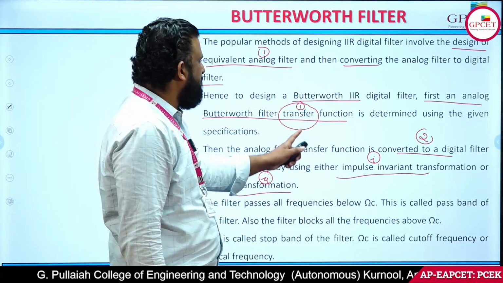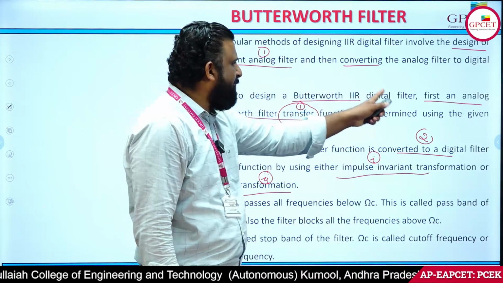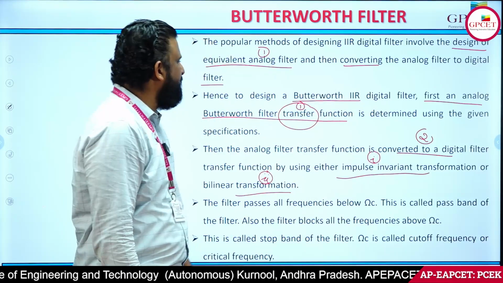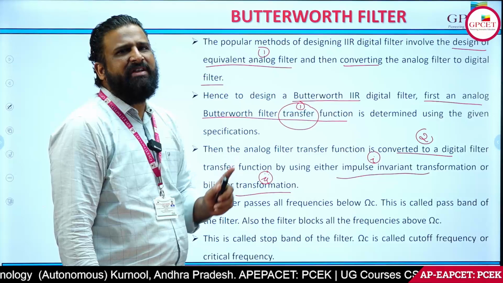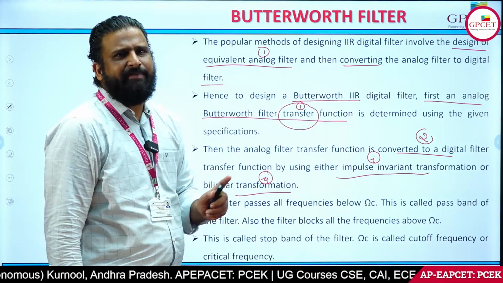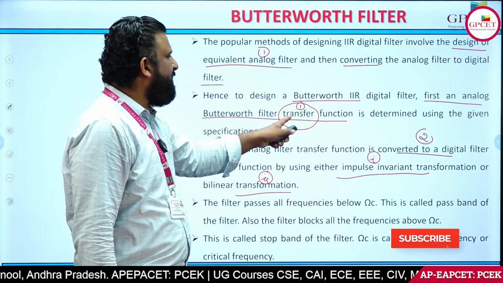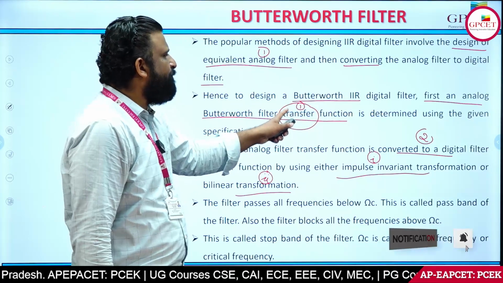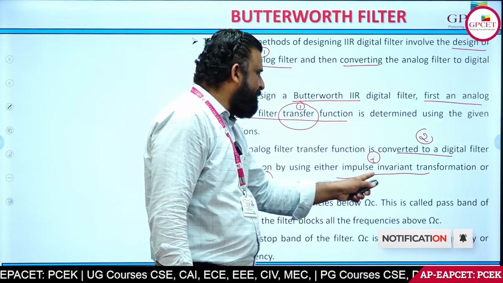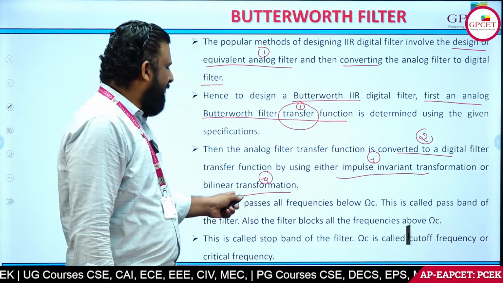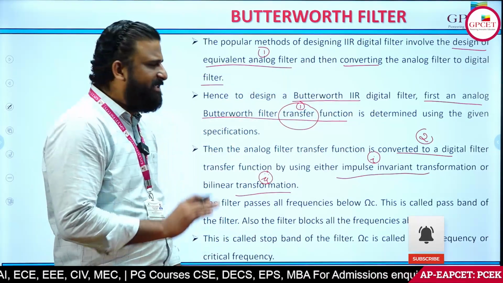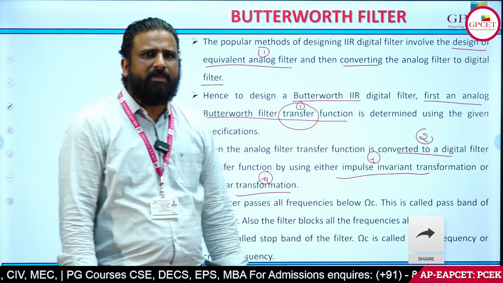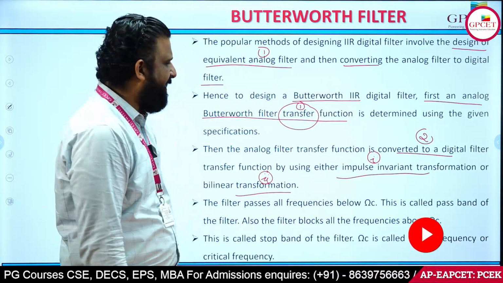For designing this analog filter with the transfer function, we are using two techniques: the Butterworth filter and the Chebyshev filter. After getting this transfer function of the analog filter, in the second step, by using the impulse invariant transformation and bilinear transformation, we convert that analog into digital form. This is the main difference between the FIR and IIR filter.